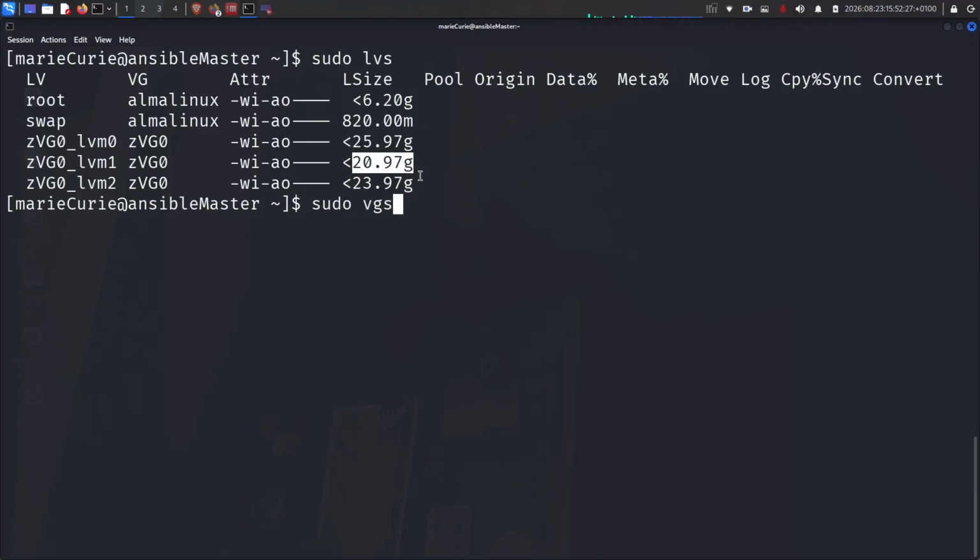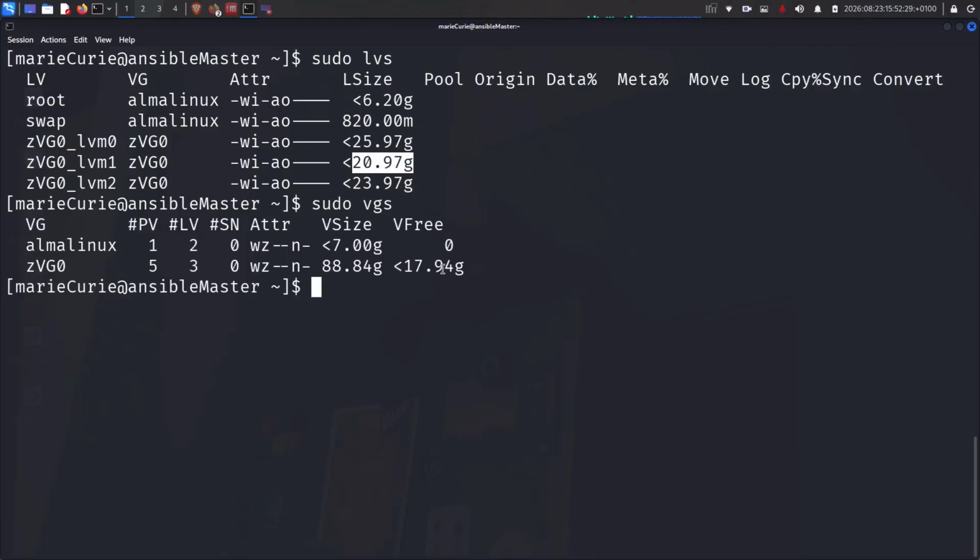And in vgs, you can see as of now 17 GB is available, so 7 plus 7, it will be 14. So furthermore 14 GB will be added, which means it will be 31 or 32 GB. Okay, VG will be free as 32 GB.